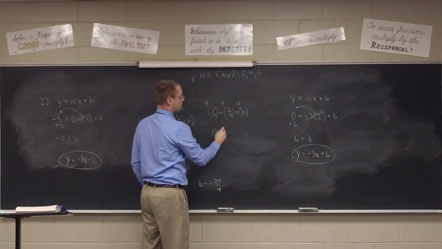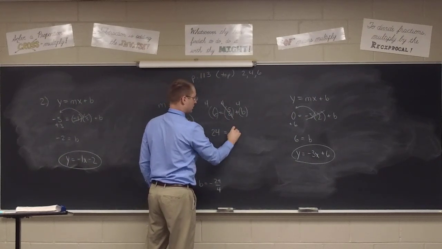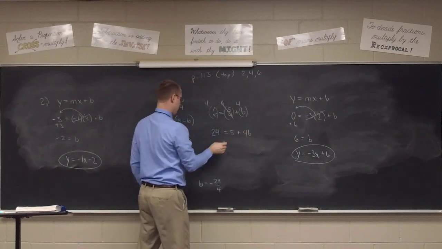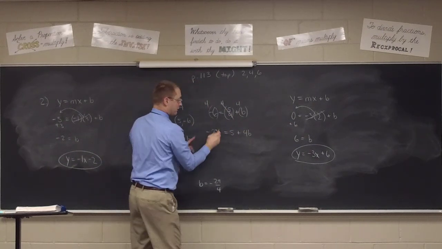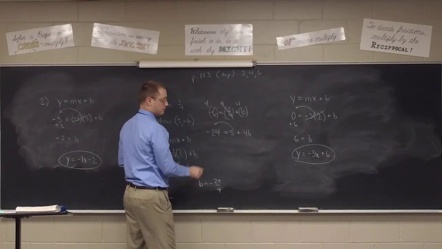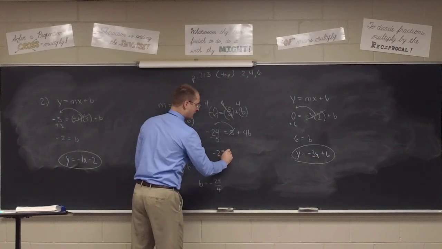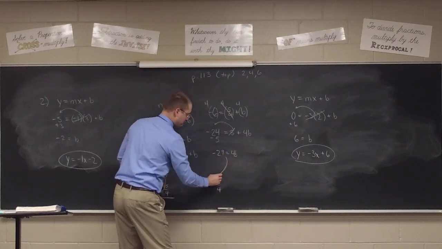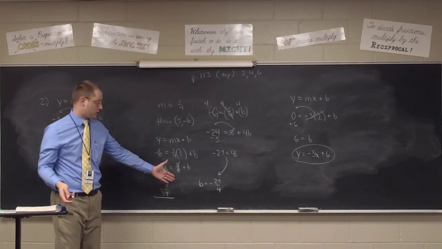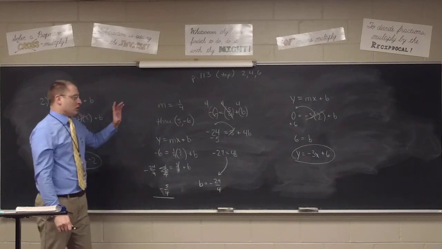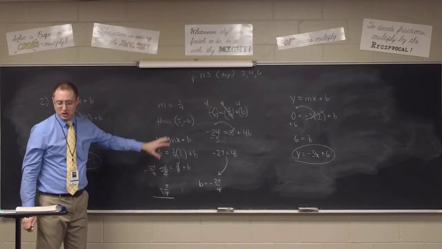24 equals 4 plus 4b. This was a -6, I'm sorry, so -24. Bring the 5 over as a? Negative. To get -29 equals 4b. And then we divide both sides by 4 to still get -29/4. Okay? You choose which of those methods you would use.